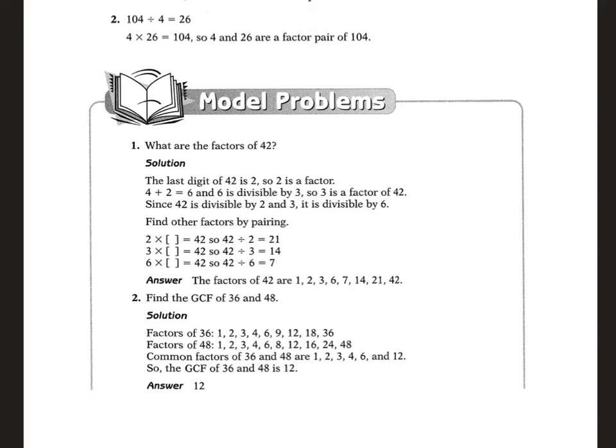To find the other factors by pairing, 2 times what is 42? Well, that's 42 divided by 2, which is 21. 3 times 14 is 42, and 6 times 7 is 42.